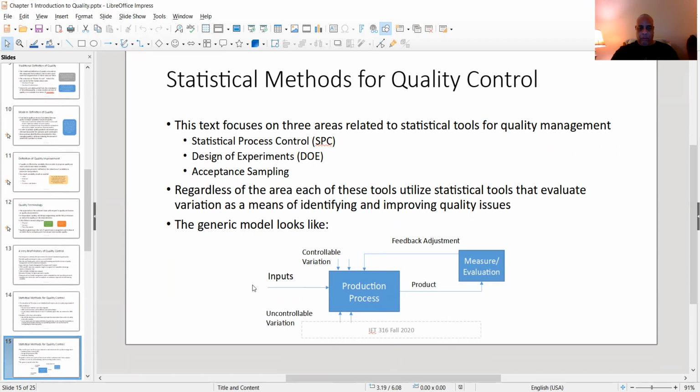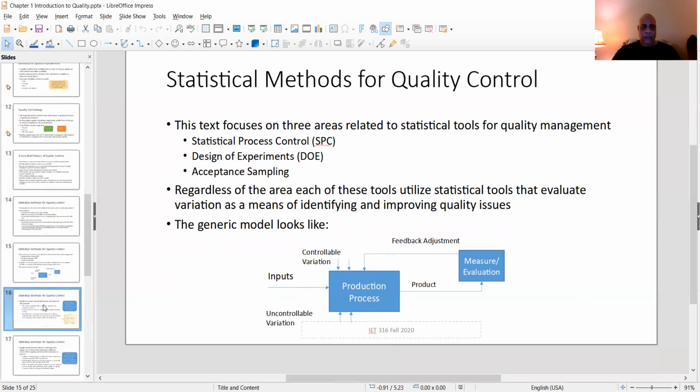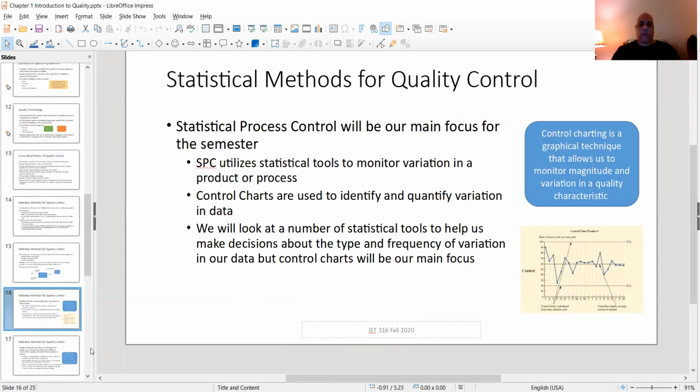You have your inputs, you have your controllable variation, all in a flow chart. You have your feedback adjustment, you have your product, your measure and your evaluation. And then you also have your uncontrollable variation. Again, statistical process control will be the main focus for quality, because it's very important. Because again, when you utilize statistics, it's going to allow for some variation.